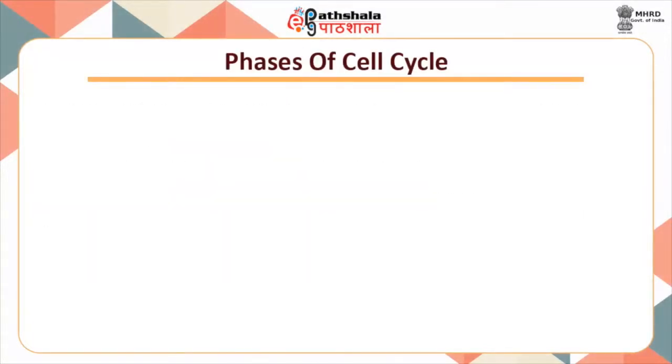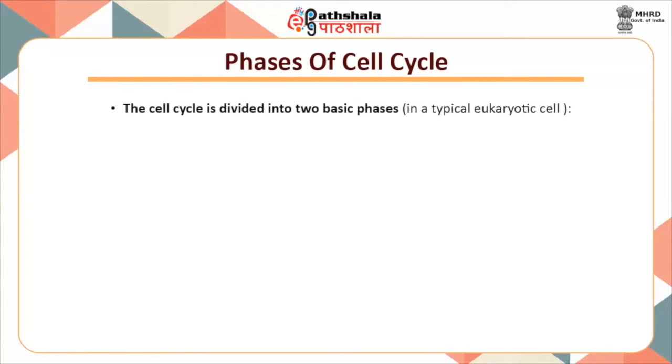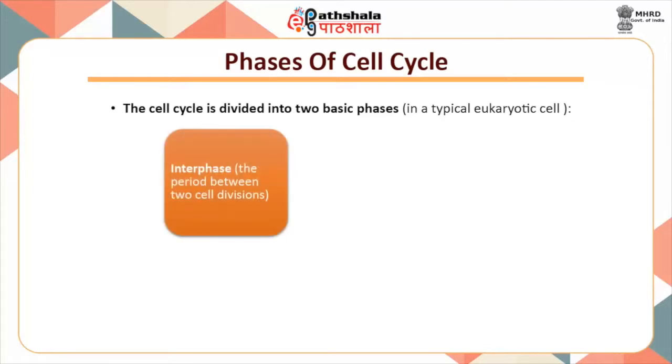Now come to the phases of the cell cycle. These are broadly divided into two phases: interphase and M phase. Interphase is the period between two cell divisions, which is further divided into G1, S and G2. In G1 phase, which is known as gap 1, this gap is immediately after the cell division phase. S phase, which is known as the synthetic phase, involves DNA synthesis. G2 phase is known as gap 2. This gap is between S phase and M phase.